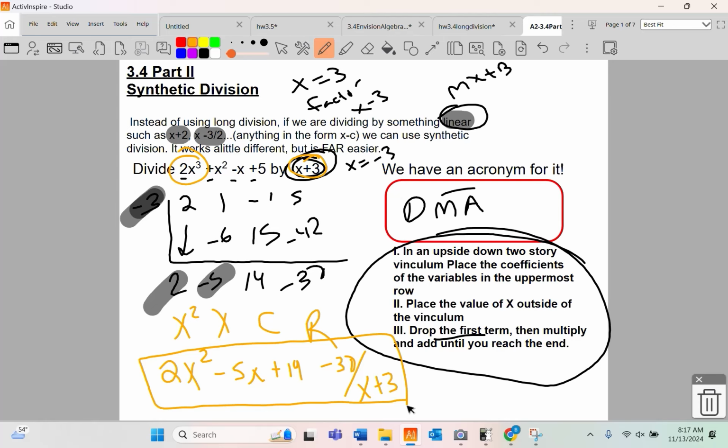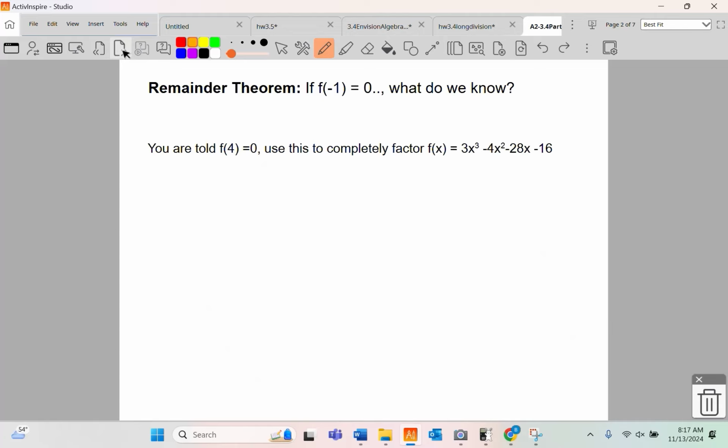Why is it x plus? That was the divisor. Had we done long division, there would have been an x plus 3 up front. That's why it was x plus 3, because x plus 3 was the divisor. Why can it not be negative? Because the divisor was not negative 3.